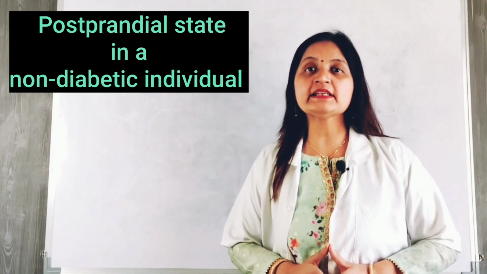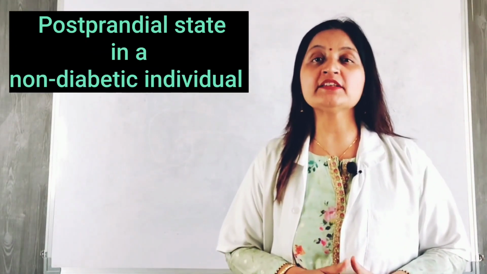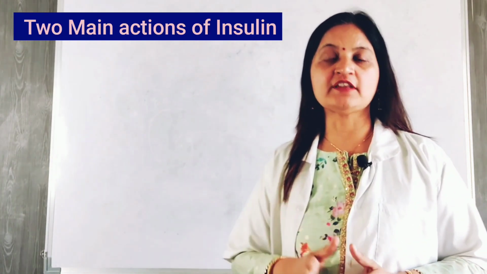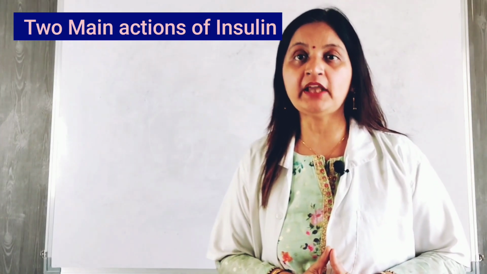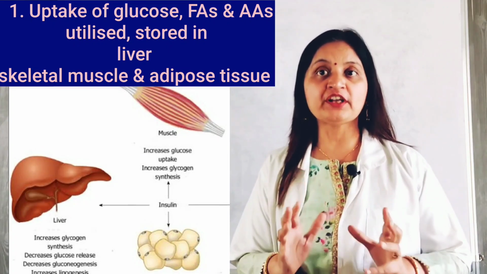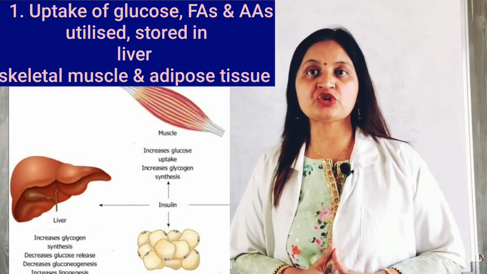So in the postprandial state, when the blood glucose concentration rises, glucose stimulates release of insulin from the pancreatic beta cells. Broadly, insulin has two main actions. Firstly, it facilitates the uptake of glucose, fatty acids and amino acids and facilitates its conversion into various storage forms in various tissues such as skeletal muscle and adipose tissue.